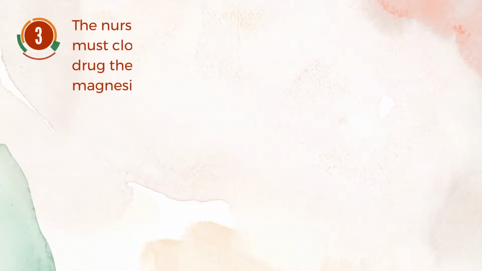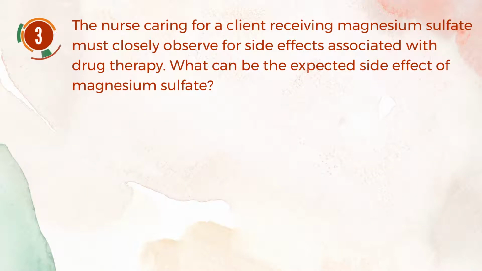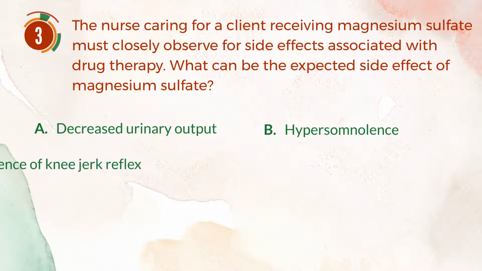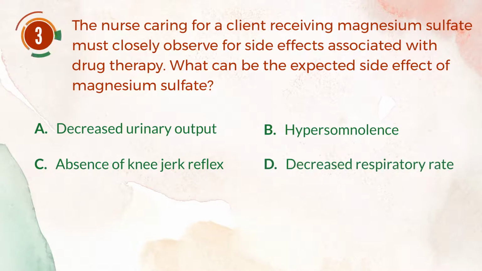Number 3. The nurse caring for a client receiving magnesium sulfate must closely observe for side effects associated with drug therapy. What can be the expected side effect of magnesium sulfate? A. Decreased urinary output. B. Hypersomnolence. C. Absence of knee-jerk reflex. D. Decreased respiratory rate.